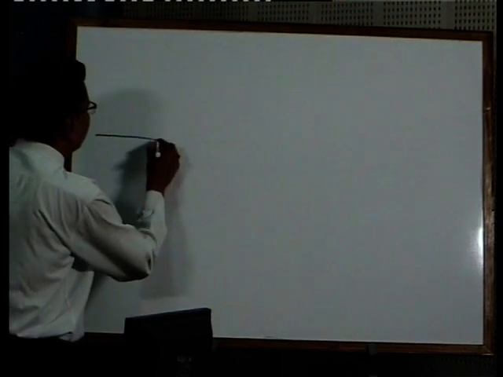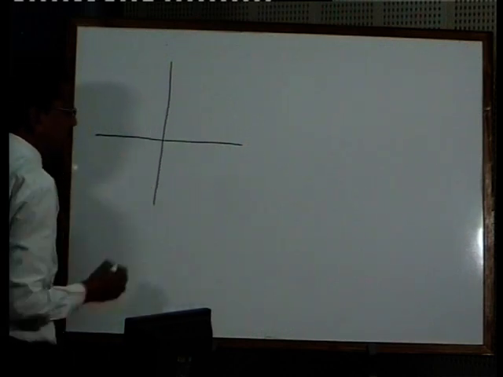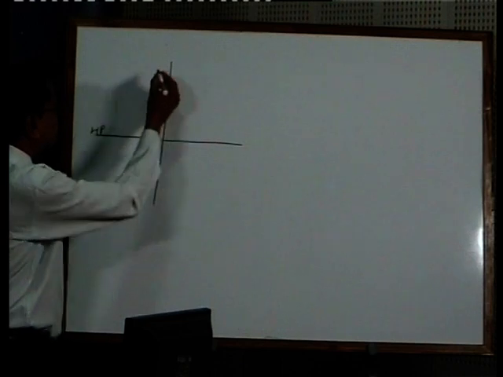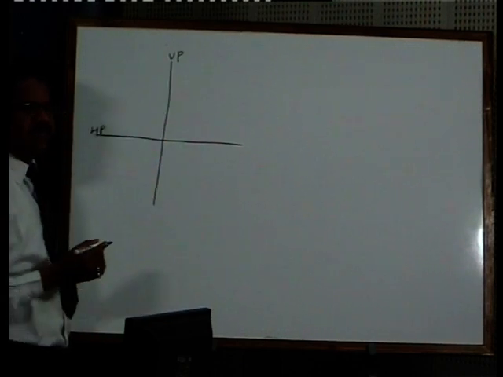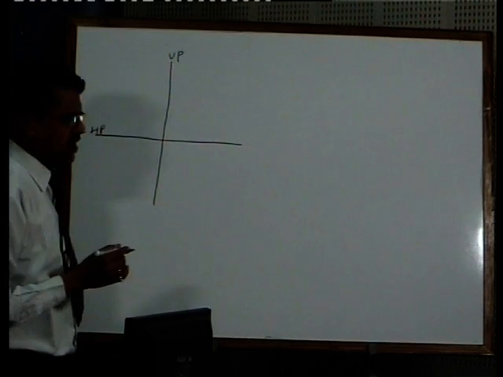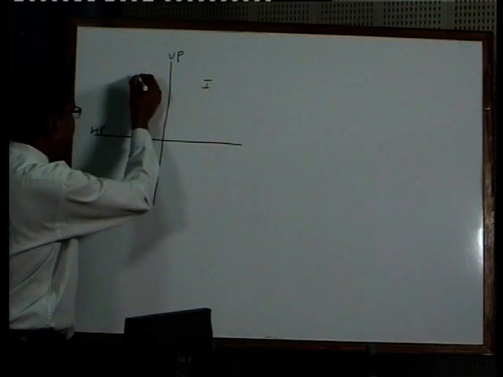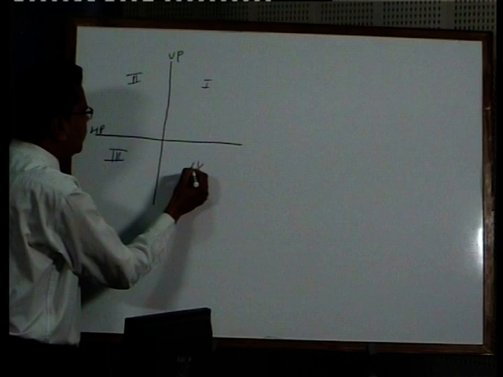There are four quadrants, basically. These are the planes: this is the horizontal plane and this is the vertical plane. It is assumed that these planes are transparent. So this is the first quadrant, this is the second quadrant, this one is the third quadrant and this one is the fourth quadrant.